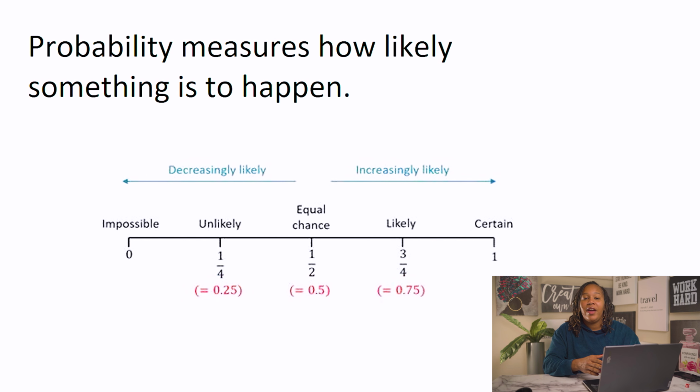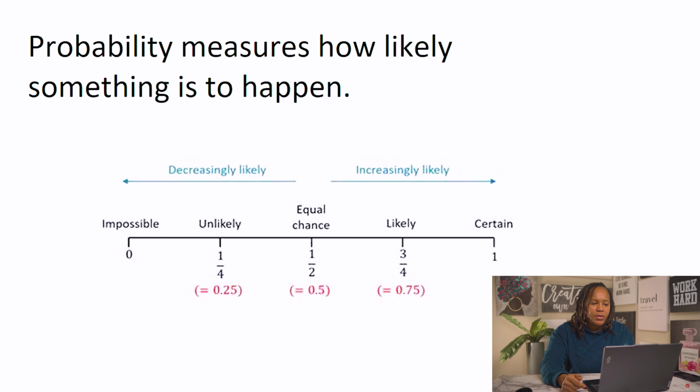And then a probability of 1/2 means it's like a 50-50 chance that it will happen. And as you can see in this scale, a probability between 0 and 1/2 is unlikely, and a probability between 1/2 and 1 is likely. All right, so this gives you an idea of how the measures work for probability. It's a number between 0 and 1. It gives us the probability or the chances or the likeliness of something happening.